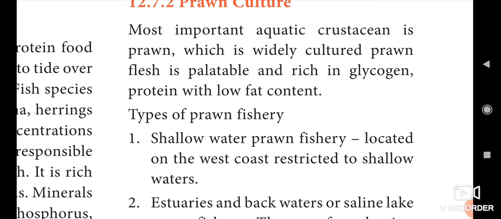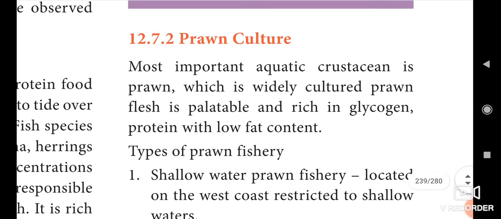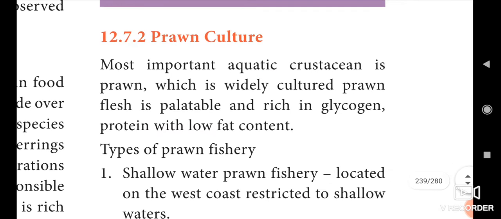Okay, then exotic fishes. What is meant by exotic fishes? The imported fishes are called exotic fishes. Then disease management, then the economic importance of fish. Okay, today we see about the prawn culture.